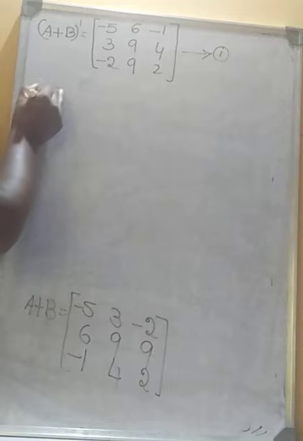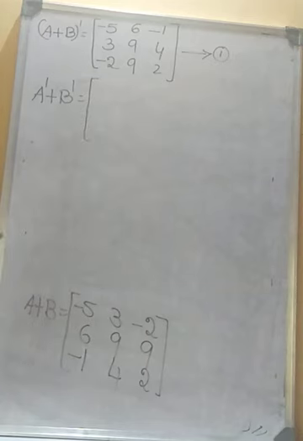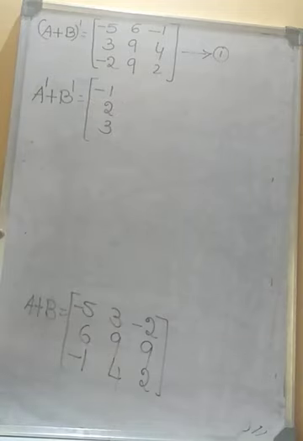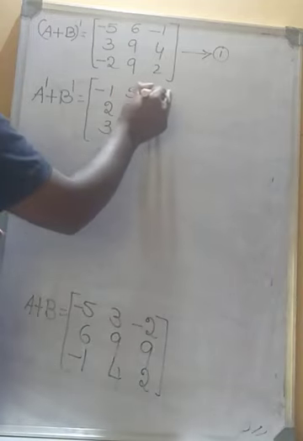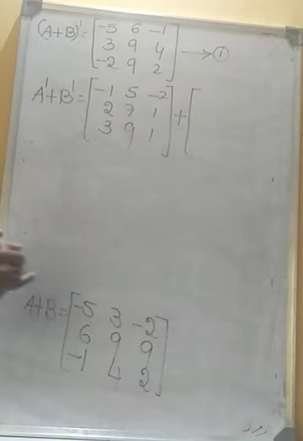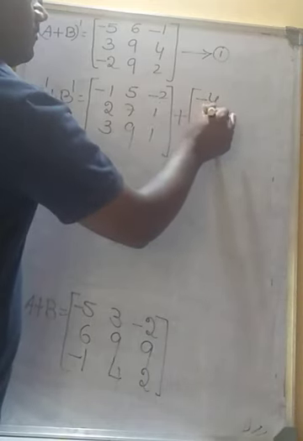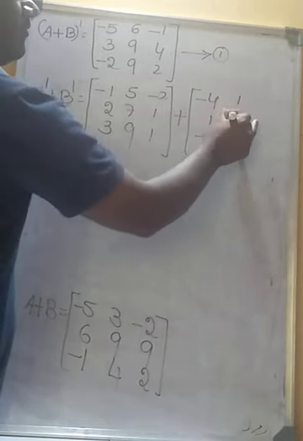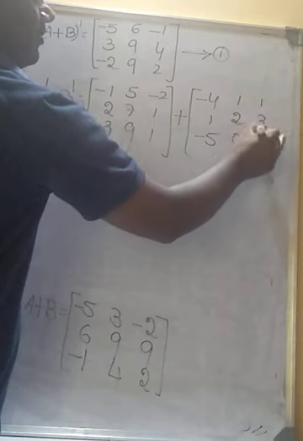The next, find A' + B'. A', you know the elements of A': -1, 2, 3, 5, 7, 9, -2, 1, 1, plus B' elements: -4, 1, -5. Second row elements 1, 2, 0 becomes column 1, 2, 0. Third column 1, 3, 1.